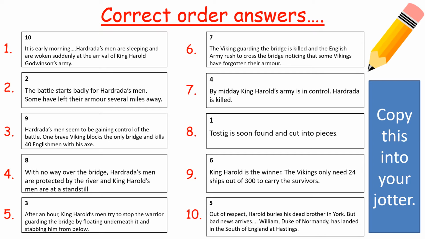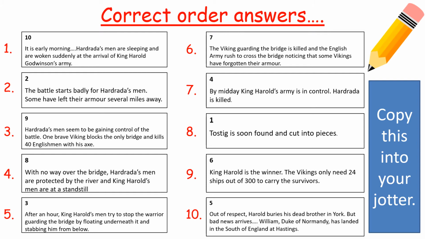So without their full armour, without their king trying to lead them in this battle, the Vikings are really struggling and quickly overpowered. And Tostig, who is Harald's brother, is found and cut into pieces. So King Harald eventually wins, and out of the 300 Viking ships that came to England for this attempt to take over the English throne, only 24 are needed to take the surviving Vikings home. So they are heavily defeated, and the Vikings will never recover and be able to have another attempt on England after this.